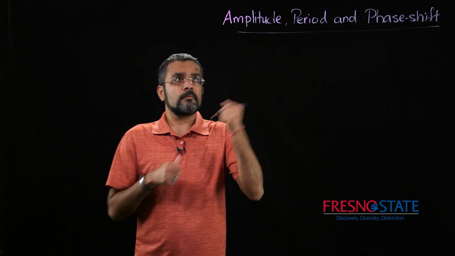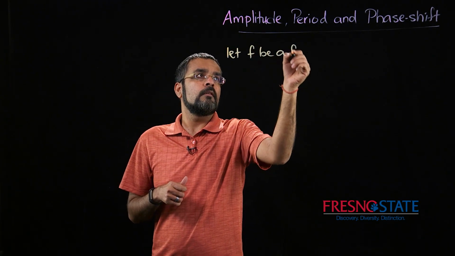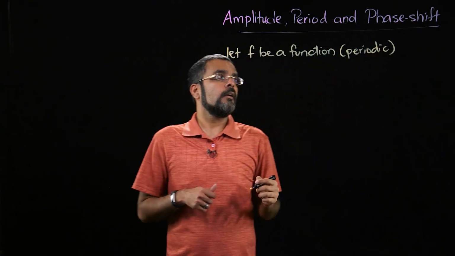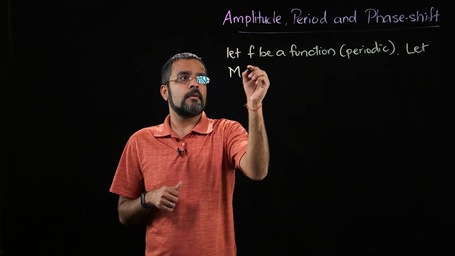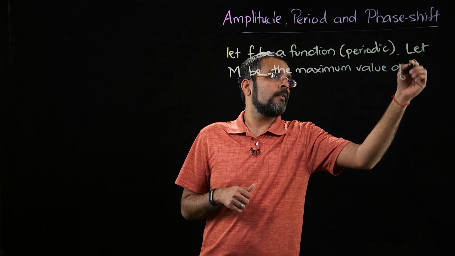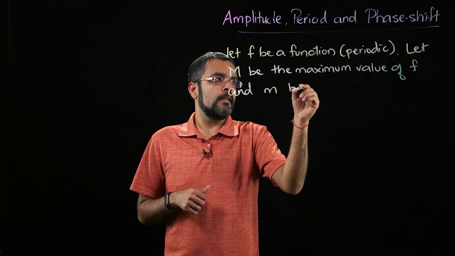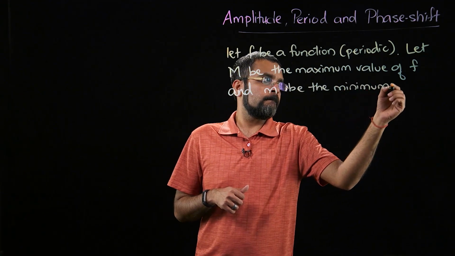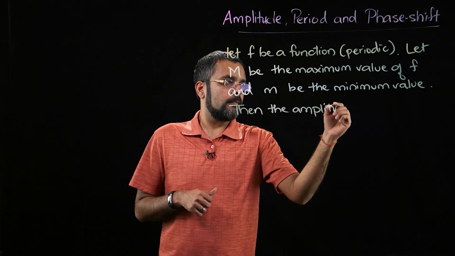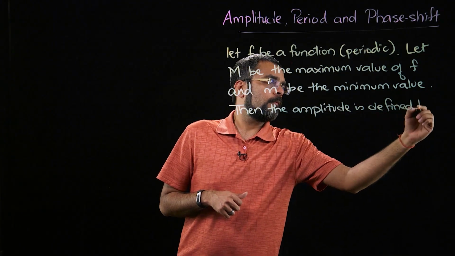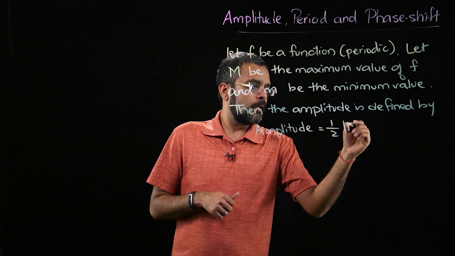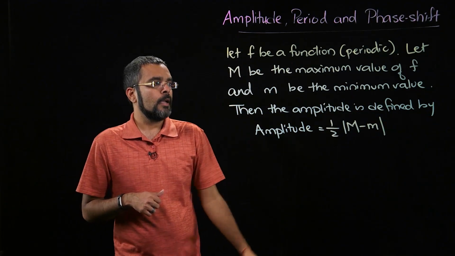Okay, so what is an amplitude? Let f be a function, and obviously it has to be a periodic function. Then let capital M be the maximum value of f and small m be the minimum value. Then the amplitude is defined as one half of the absolute value of capital M minus m. And that's going to be my amplitude.